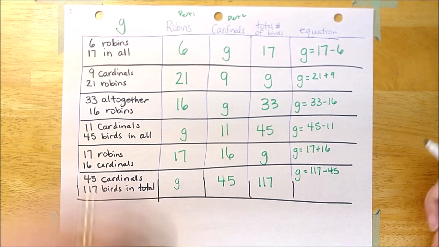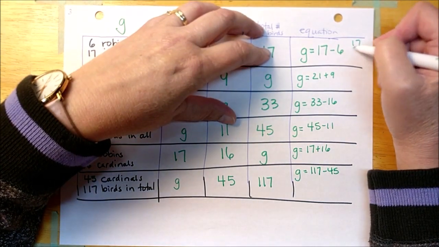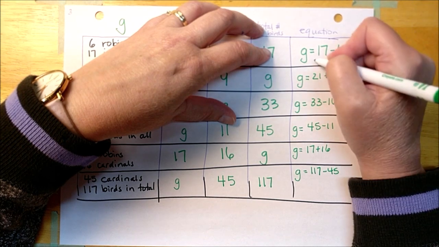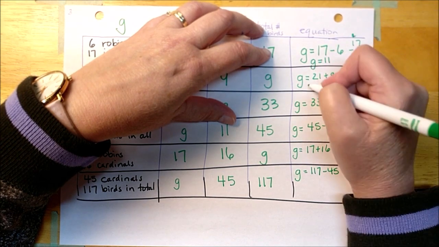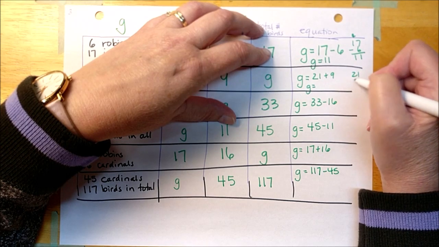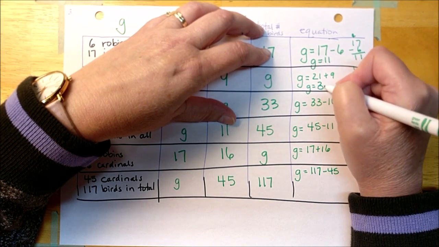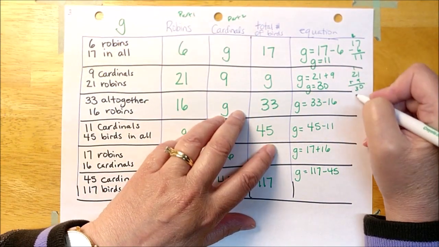So now I want to figure out what they are. 17 minus 16 is, oops, that's 1. So G equals 11. Here, 21 plus 9, that's 10, 30. So G equals 30. There are 30 birds altogether.